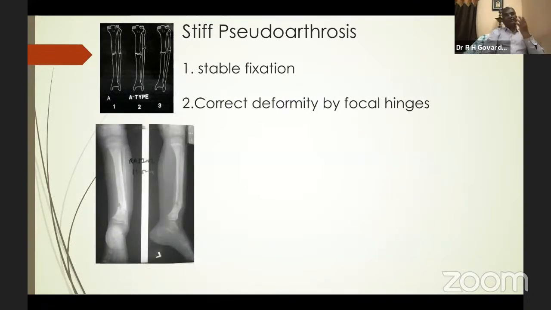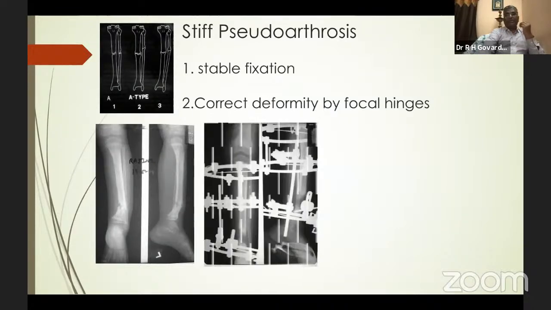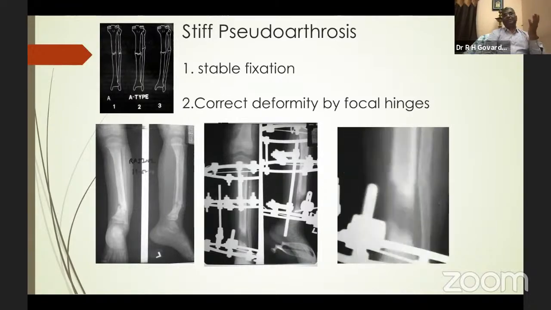this is an example of a child who came to me with a non-union following a road traffic accident. That was a very small metaphyseal fragment, and we put a frame because that is a very, very small fragment which cannot be held in by any other methodology. We corrected the deformity. You can see the callus which has formed at the local site.